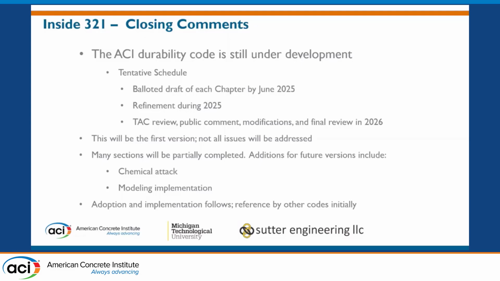Just like all of our codes, I mean, 318 evolves over every code cycle. There are new additions, and this one's going to be no different. We're going to be adding to it. Chemical attack was one thing we talked about early on, and we realized that we just didn't have enough information to even begin approaching a chemical attack in this code document. So we kicked that back to 201 and said, give us some information. 201 has been working on it. They're very close to balloting a new chapter, including exposure categories for chemical attack. Once we have that, we can look at it and see to what extent we can implement it into the code and move it forward.